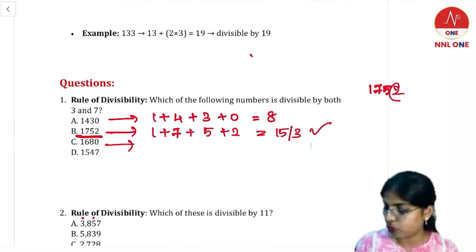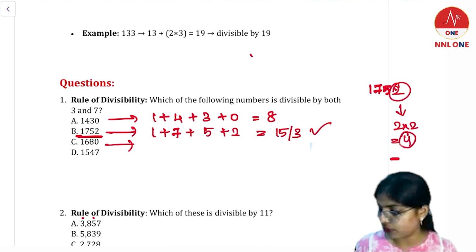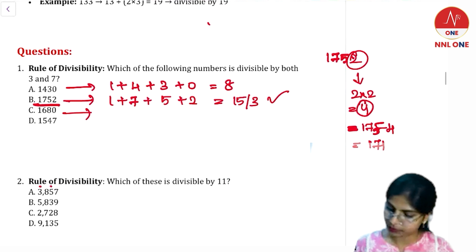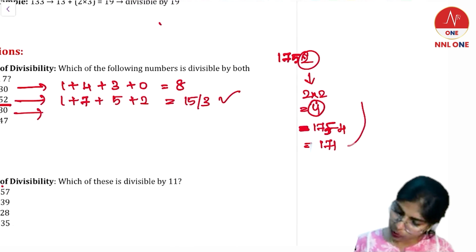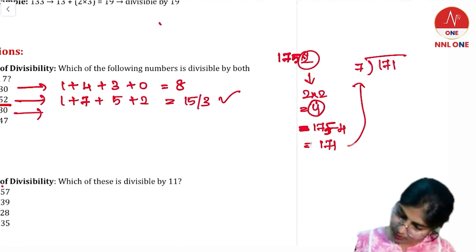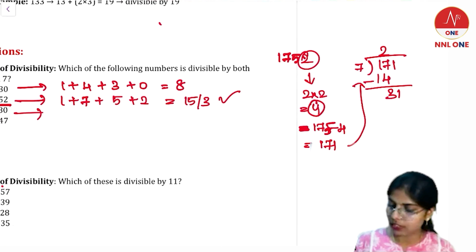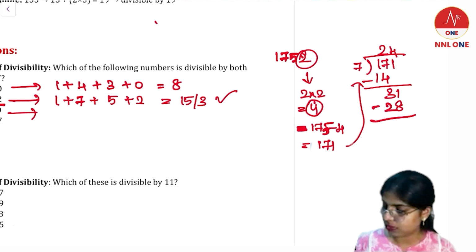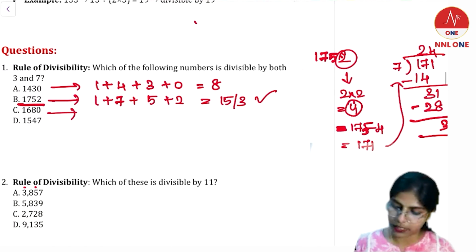1752. We are going to multiply the last digit by 2. 2 2s are 4. And we are going to subtract it from the rest of the numbers. 175 minus 4. It is 171. 7 2s are 14. The remainder will be 3. So it is not divisible by 7. You get a remainder as 3. So it is not divisible by 7.